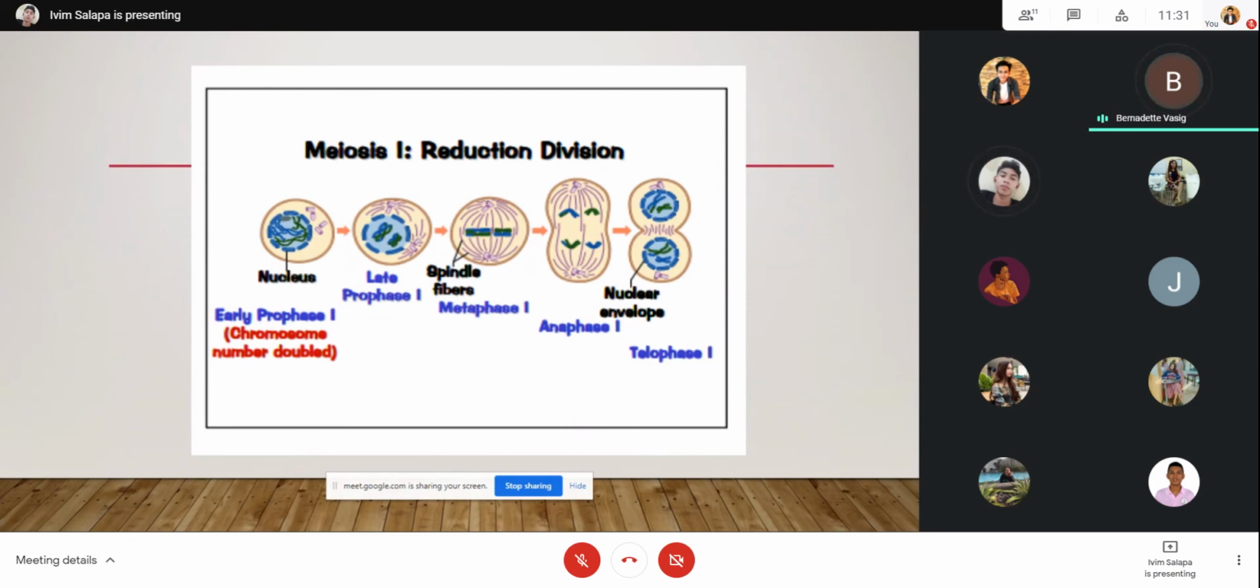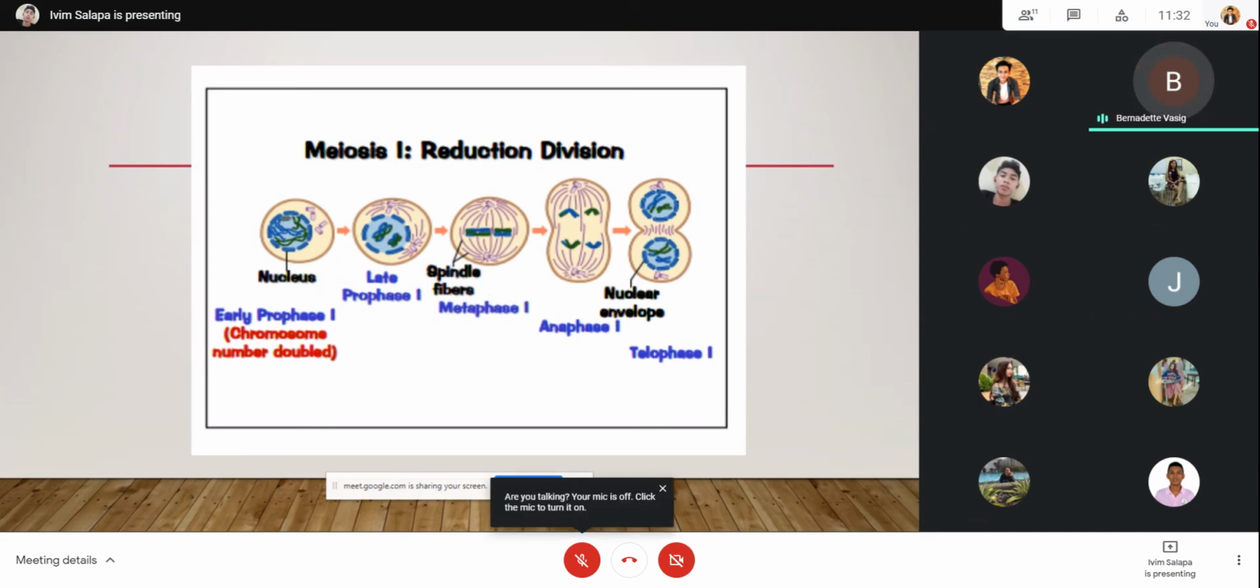Okay, Mr. Salapa, to make it short, can you compare mitosis prophase versus meiosis 1 prophase, then metaphase, anaphase, and so on? In meiosis during prophase 1, the formation of homologous pairs happens, while in mitosis there are no homologous pairs, so that is another difference. So there are no homologous pairs in mitosis? Yes, ma'am, there are no homologous pairs in mitosis.